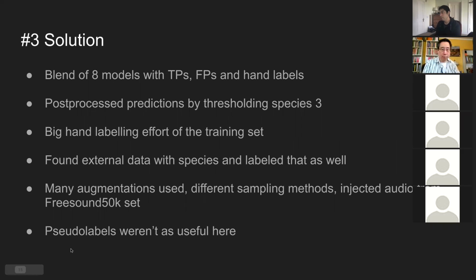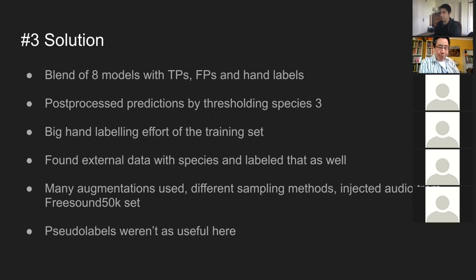Looking at the third place solution, they used a blend of 8 different models using a combination of the true positives, the false positives, and hand labels. So their post-processing ended up actually being significantly simpler. They just thresholded species 3 in some way. They didn't really put too much more detail there. For ours, we actually changed the weighting based off of what we saw on the leaderboard just for species 3 and species 18, but I think some other people actually did a little bit of tuning on all of them. For these guys, they only used species 3 post-processing.